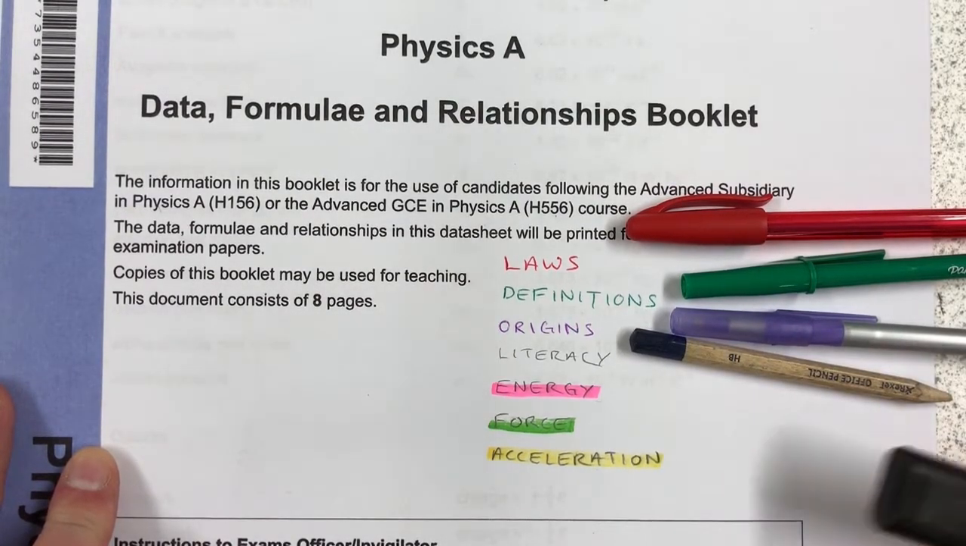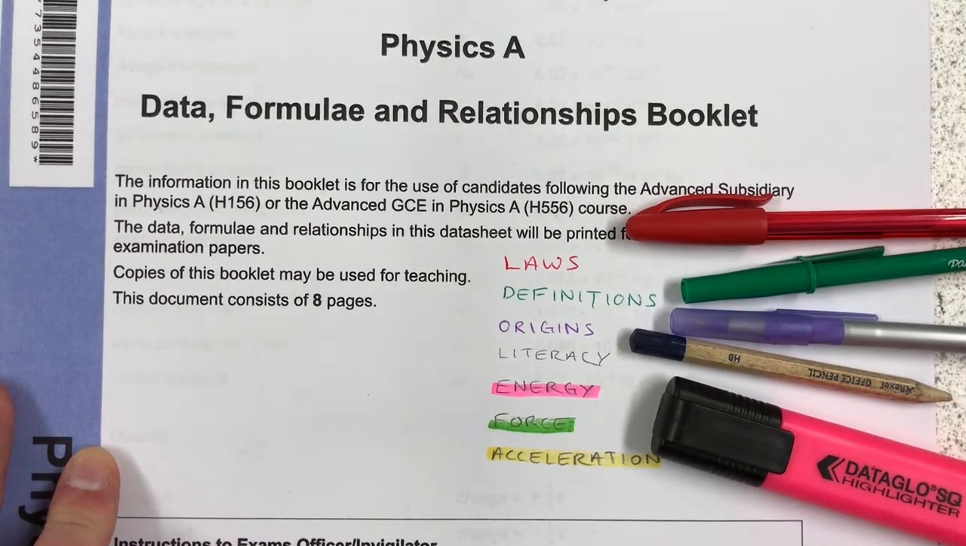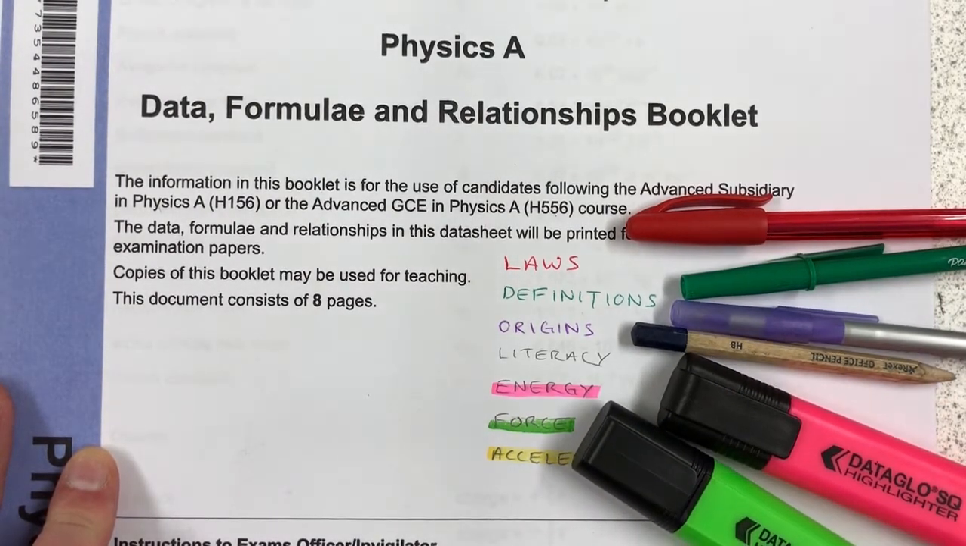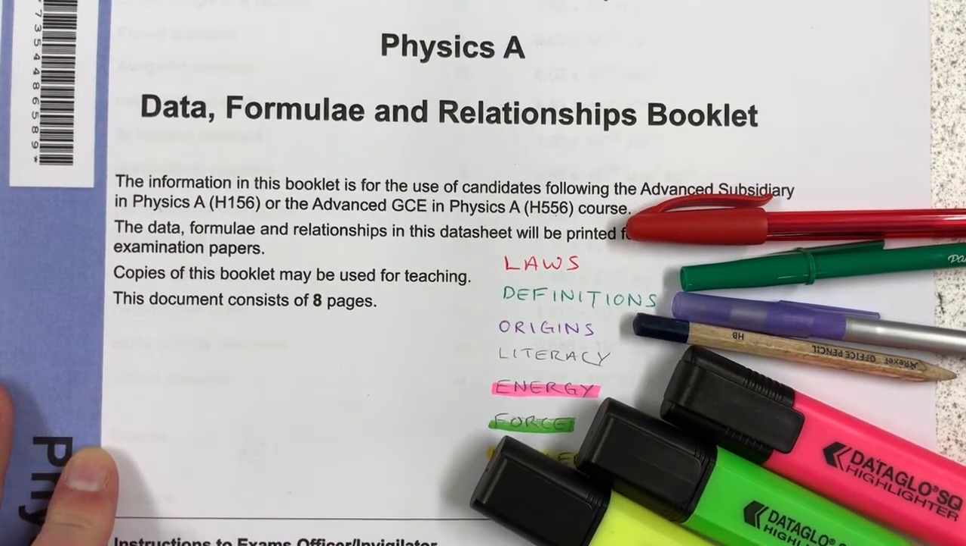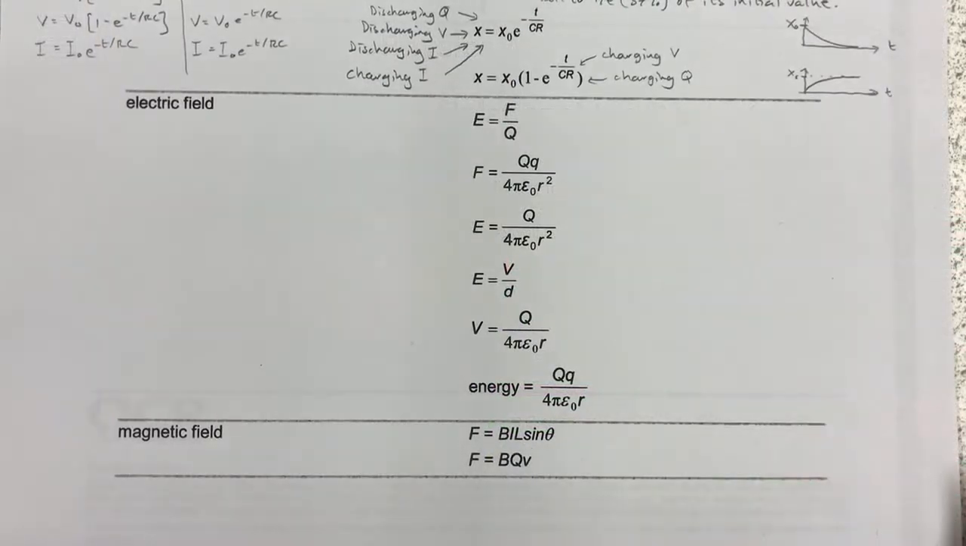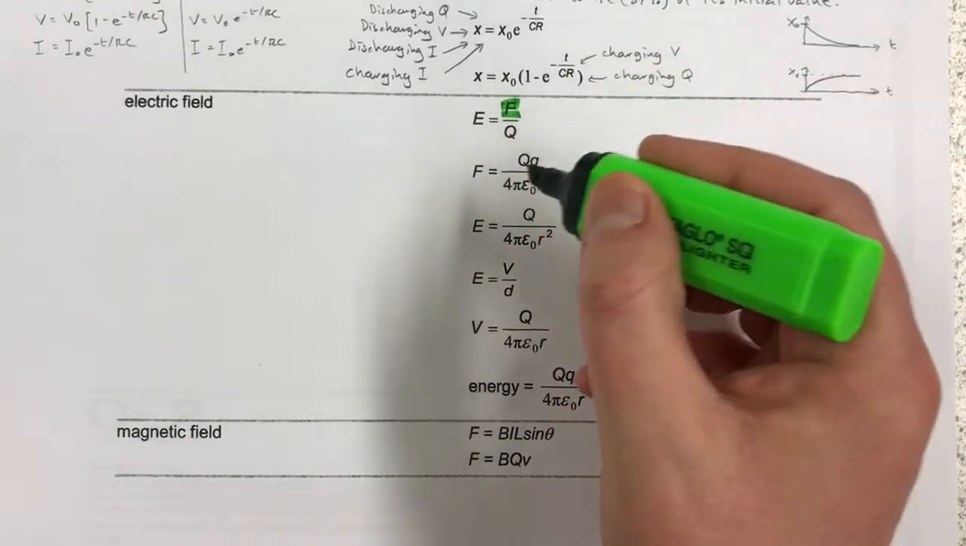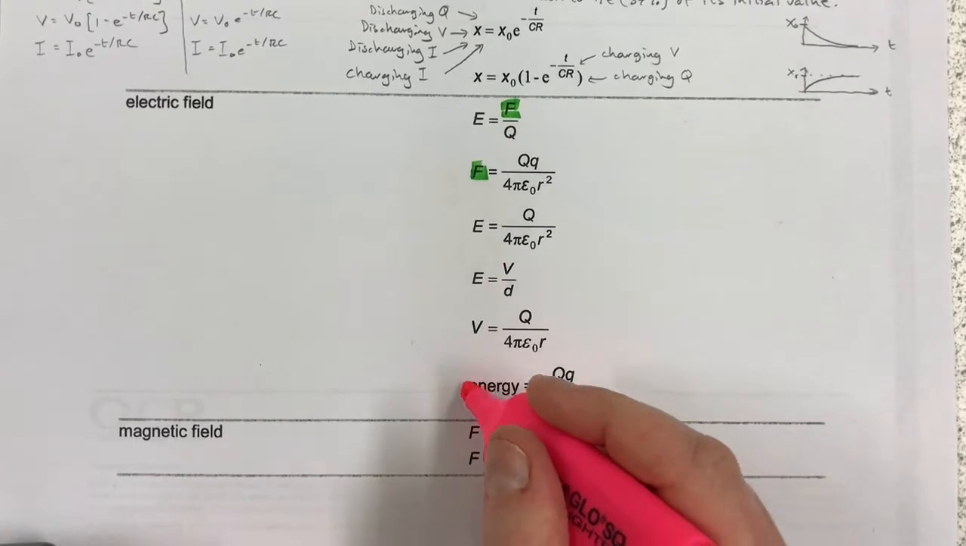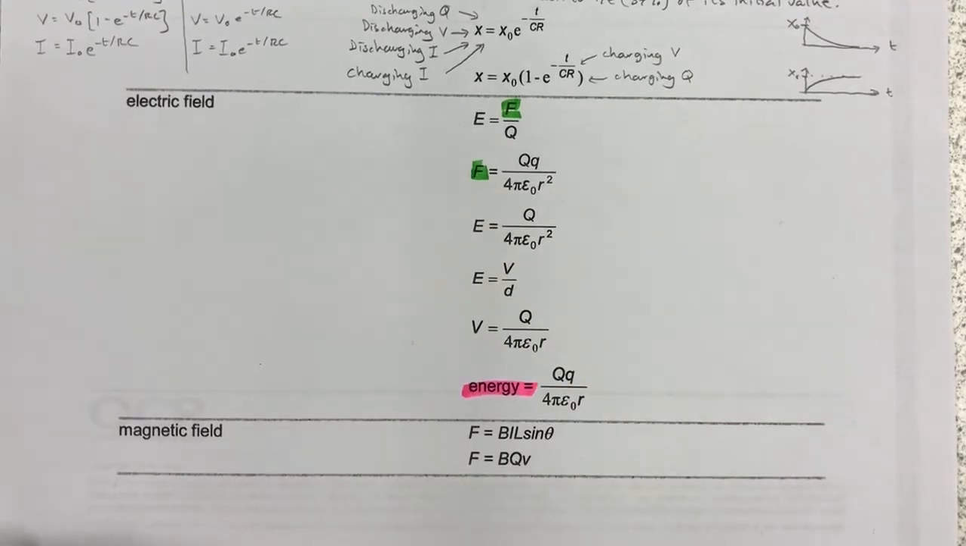I'll be highlighting energy using a pink highlighter. I'll be highlighting forces using a green highlighter, and some accelerations using a yellow highlighter. The next section we have is the electric field section. In it we have a couple of forces that could be joined onto any other force, and we have an energy down the bottom that could be joined onto any other energy on there.